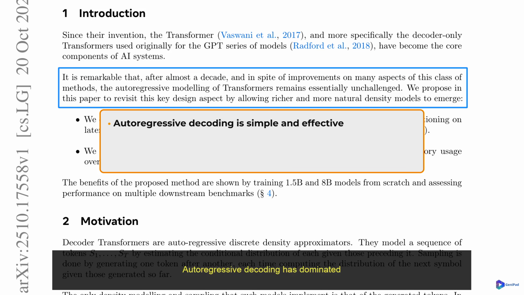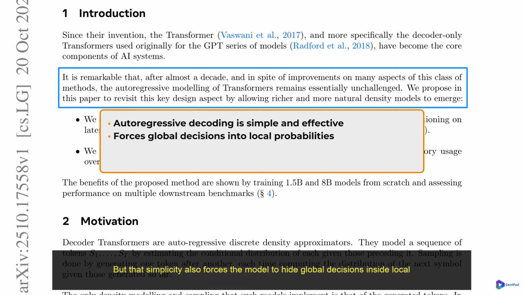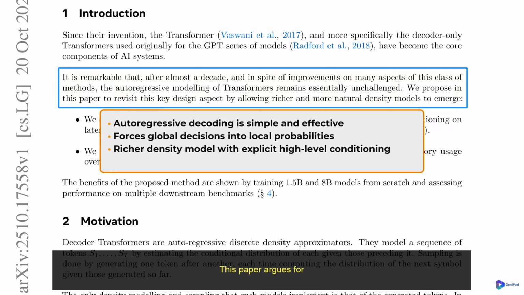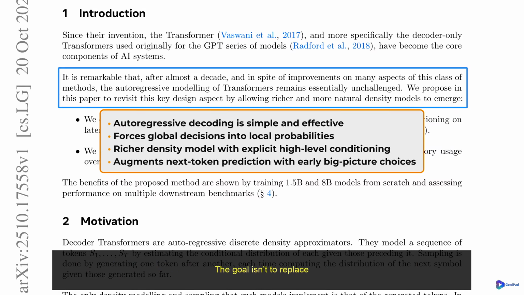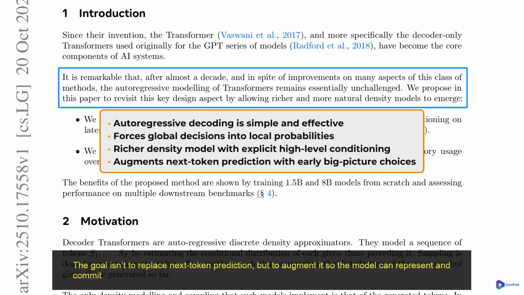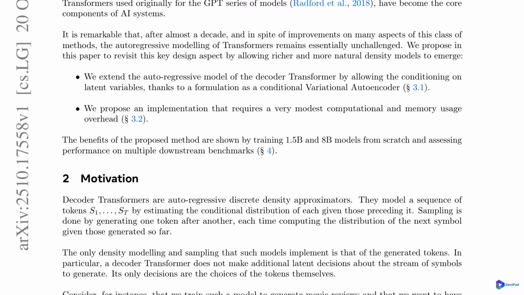Autoregressive decoding has dominated because it's simple and effective. Predict the next token, repeat. But that simplicity also forces the model to hide global decisions inside local probabilities. This paper argues for a richer density model that can still decode autoregressively while explicitly conditioning on high-level latent structure. The goal isn't to replace next token prediction, but to augment it so the model can represent and commit to big-picture choices early, rather than reinventing them at each step.